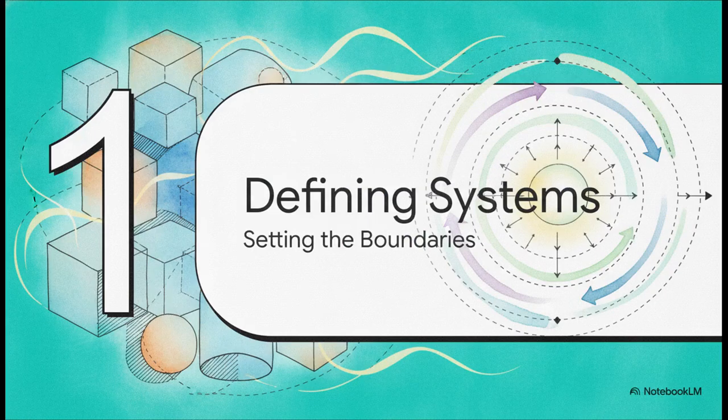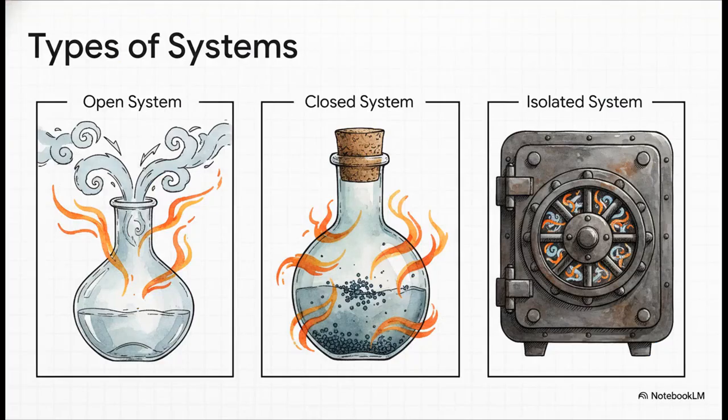Part 1, defining thermodynamic systems and setting our boundaries. Basically, absolutely everything in the universe can be boxed into one of 3 thermodynamic systems, and it's entirely based on what is allowed to cross its borders. First up, an open system. This one's easy. Both mass and energy can freely flow in and out.